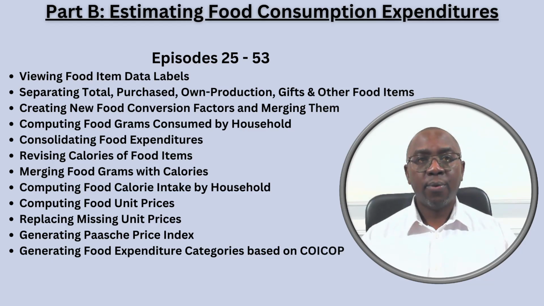And then the main features of what we're going to go through is, first of all, the process of how you can view the food items that the household questionnaire was collecting, how we can separate consumed foods, looking at the total consumption, food items that were purchased, also looking at food items that came from own production, but also looking at food items that came in as gifts or from other sources that the household also received. And then we're also going to go through the process of how we create new food conversion factors.